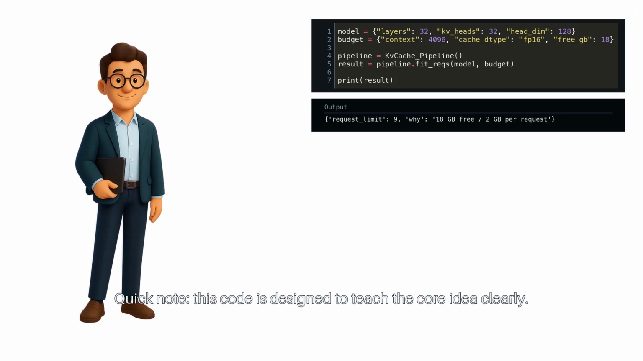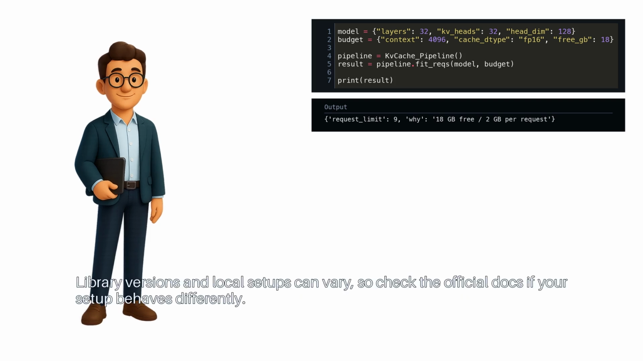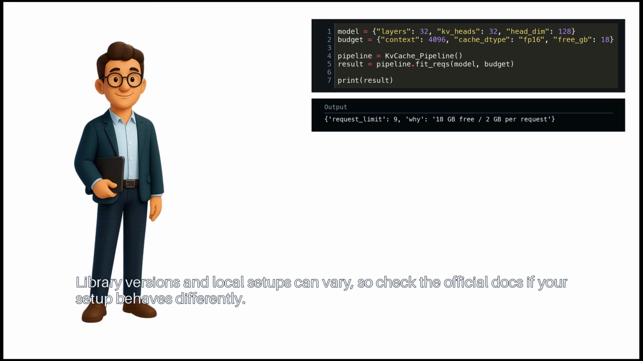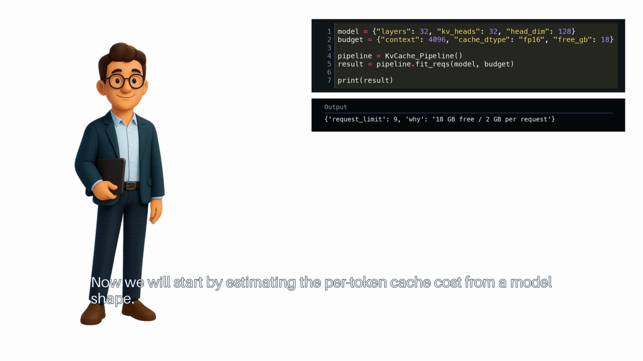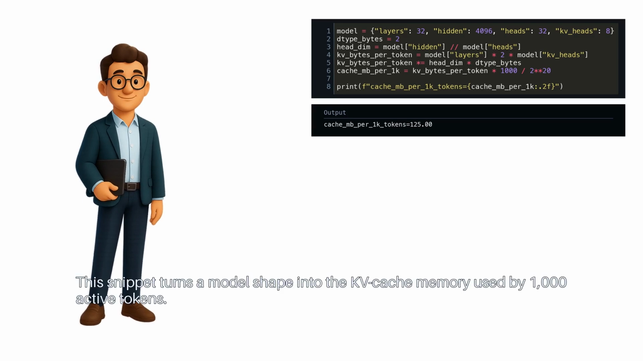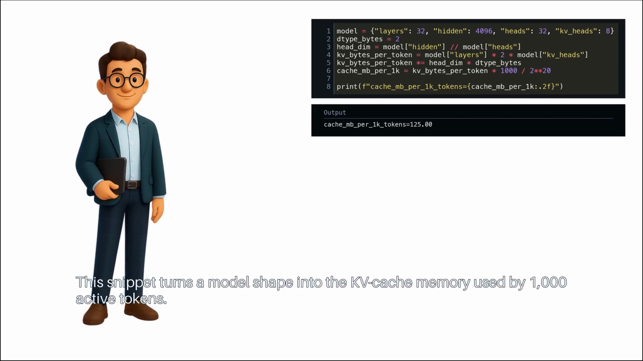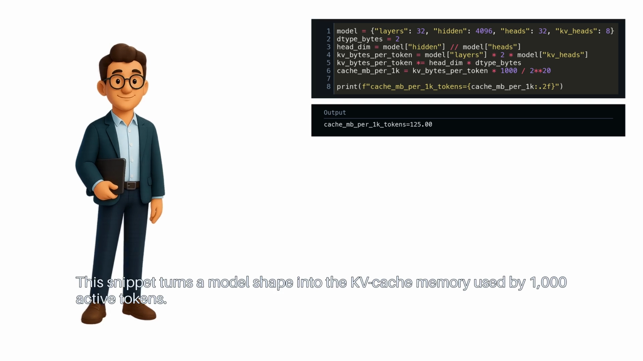Quick note: this code is designed to teach the core idea clearly. Library versions and local setups can vary, so check the official docs if your setup behaves differently. Now we will start by estimating the per token cache cost from a model shape. This snippet turns a model shape into the KV cache memory used by 1,000 active tokens.